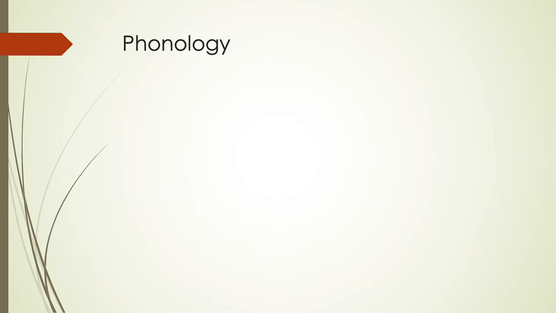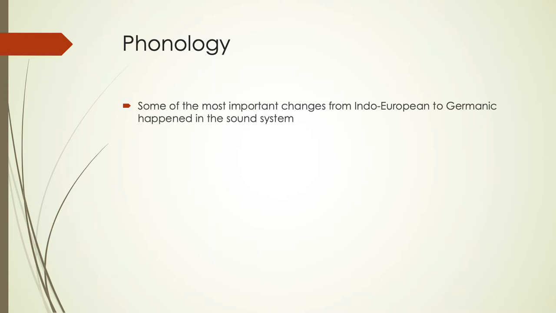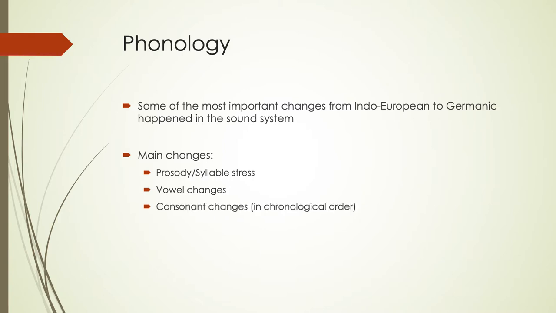When we think about the phonology, some of the most important changes going from Indo-European into Germanic languages happened within this sound system. Some of the main changes involved prosody and syllable stress. There were some vowel changes. We had some consonant changes also that took place in a very specific order. We'll talk through those changes in more detail, and we'll go through the order in which they took place.